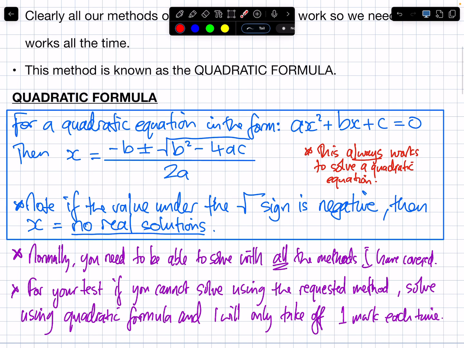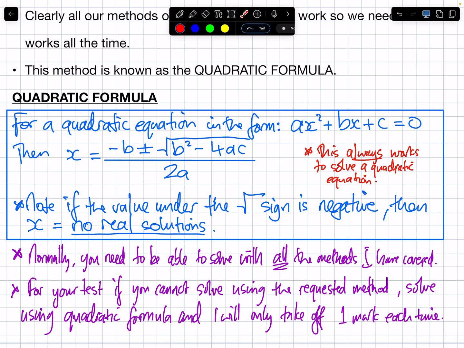So what you're going to have in your test, much like your expansion and factorization test, in your previous test, did you have some questions that told you do it this method, do it that method? And then did you have some questions that say use any method? Same thing here, okay? Your upcoming test is going to have, you need to solve it this way, you need to solve it that way, or I'm just not going to tell you.